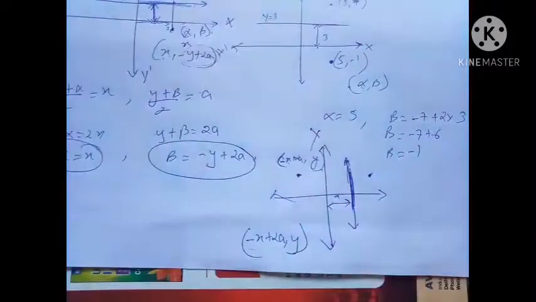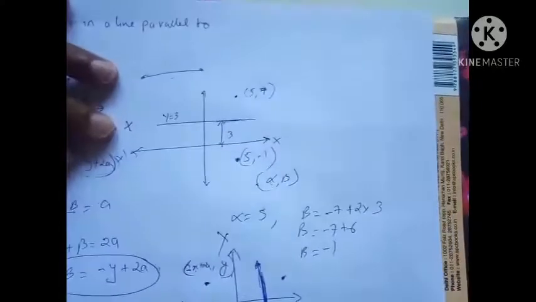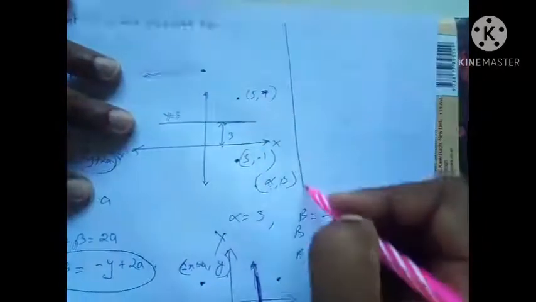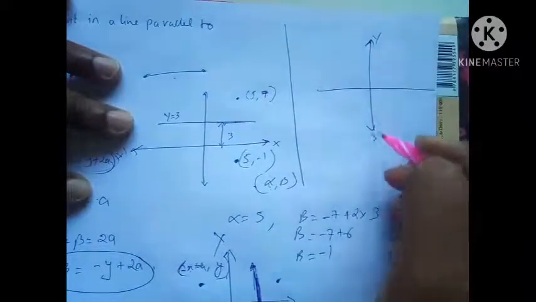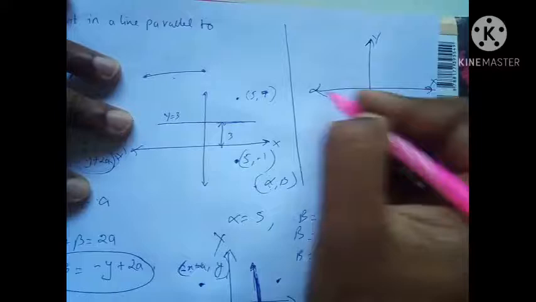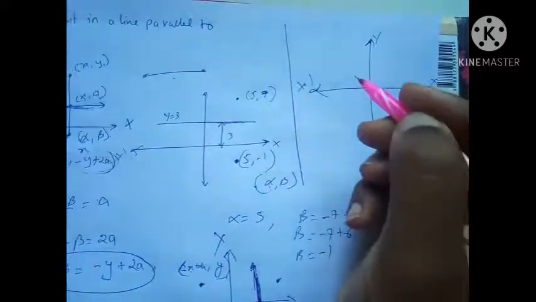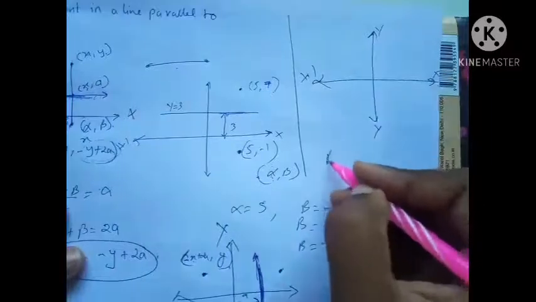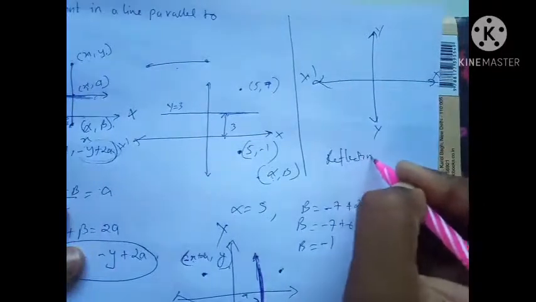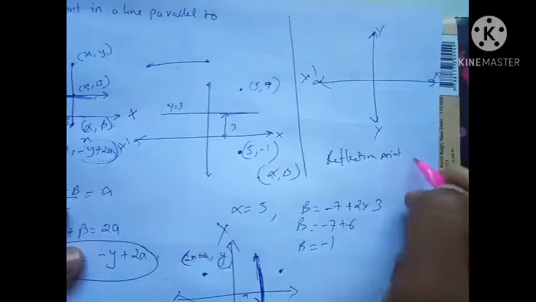We'll come back to these things again and again when we have some questions related to them. Okay, now one last thing. This is the y-axis, this is y dash, x and x dash. Okay, so we'll also be learning reflection of a point in the origin. Reflection of what? Of a point with respect to the origin.